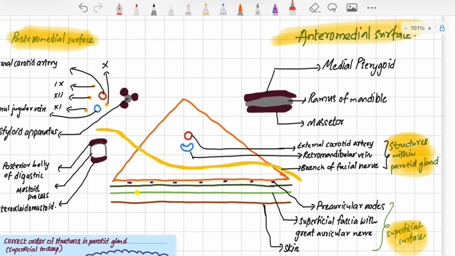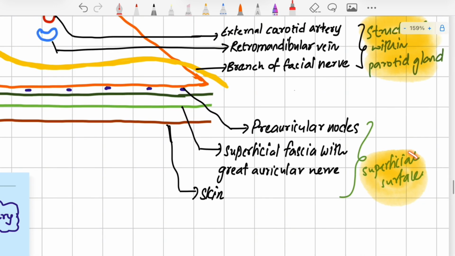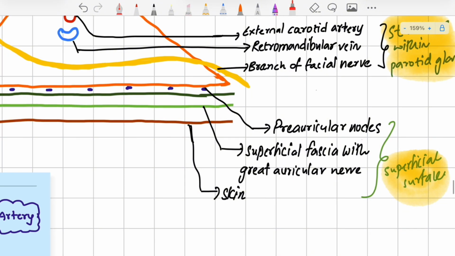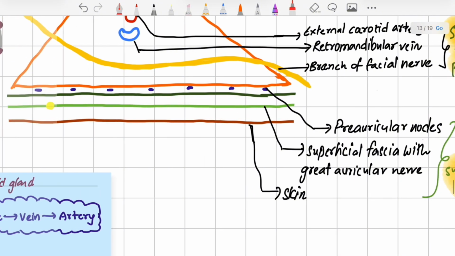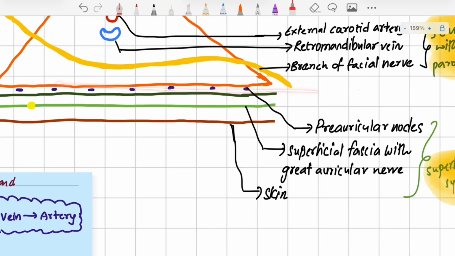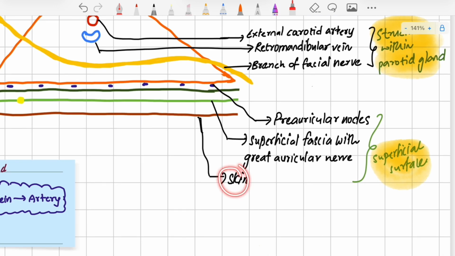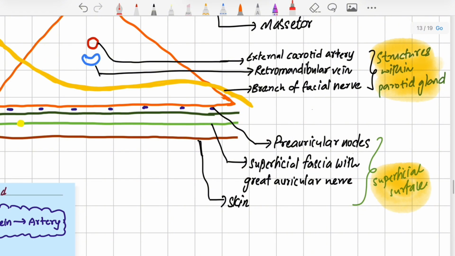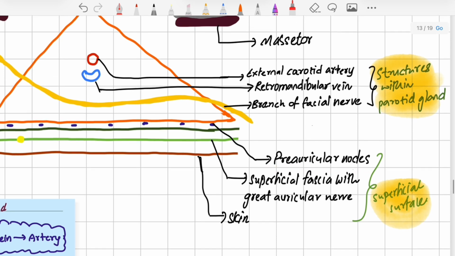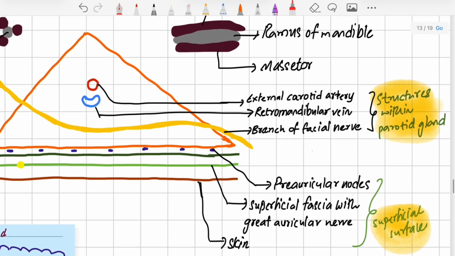sternocleidomastoid. Now, let us talk about the relations of the superficial surface. Superficial surface means what? As soon as we reflect the skin and the superficial features which are present, the first thing which you are going to appreciate is the superficial surface. So logically, we will be having skin and superficial fascia. As discussed, it is supplied by the great auricular nerve, and we have some lymph nodes which are called preauricular lymph nodes. And interestingly, we have some structures which are present within the parotid gland.